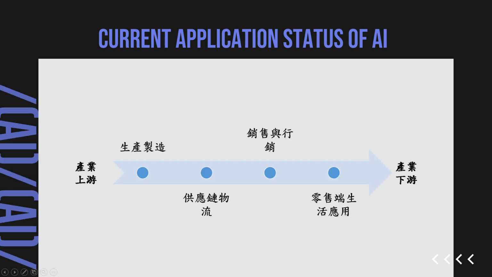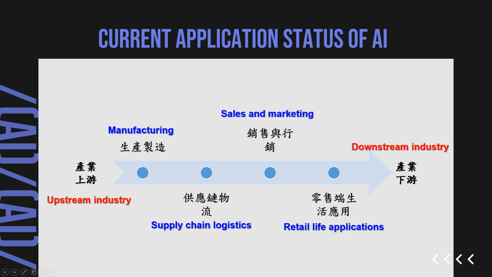Actually, just look at the picture right here. Okay, so I give a translation. So 产业上游 means upstream industrial. Okay, and this one is called downstream industrial. In between, it's like you have to go through the manufacturing.